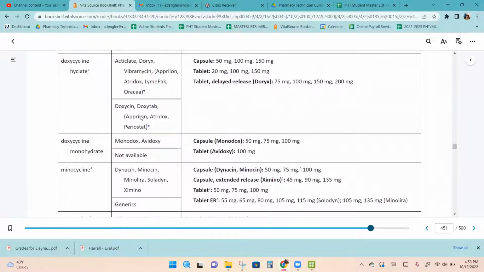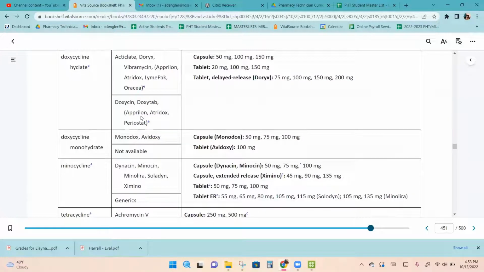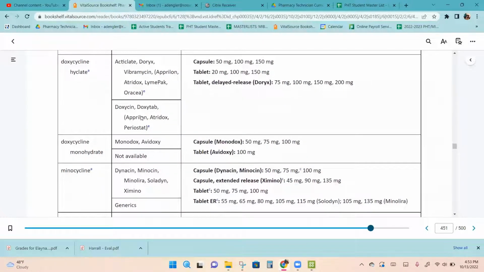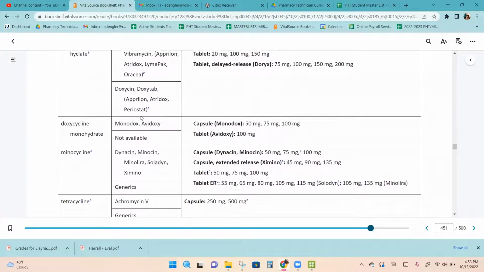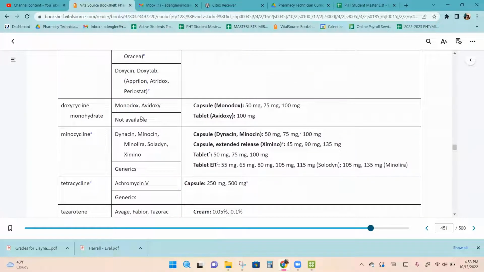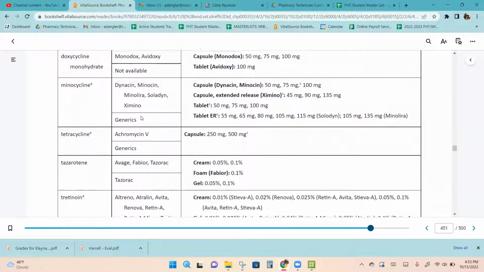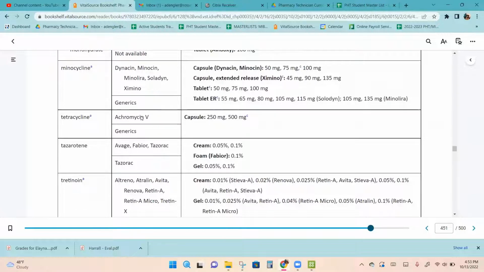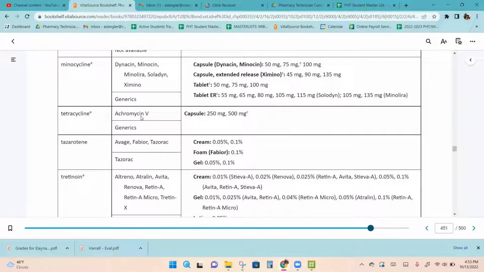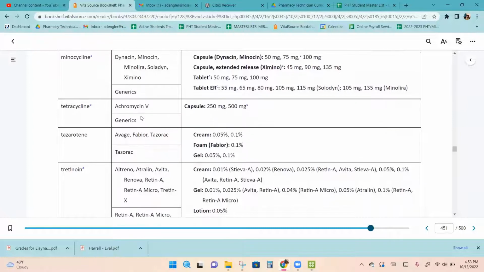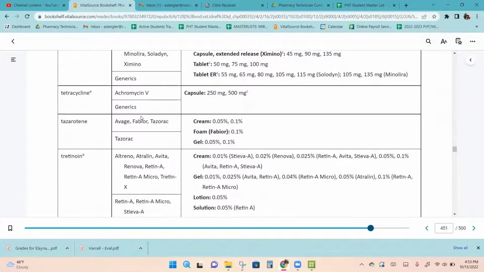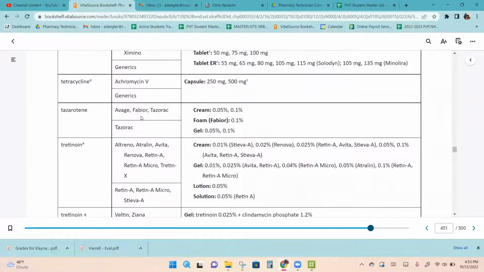Doxycycline monohydrate is the version of doxycycline that only has one hydrate, Monodox. So Monodox is available as a capsule, and there is a tablet, Avadoxy. Minocycline comes as a capsule, extended release capsules, tablets, and ER tablets. I would say that is probably what you see most commonly orally prescribed, at least for me where I worked.